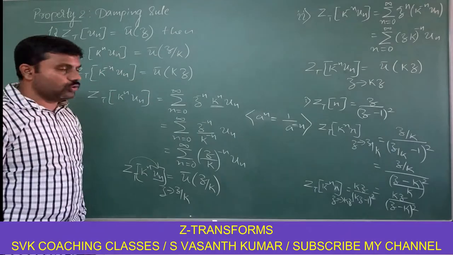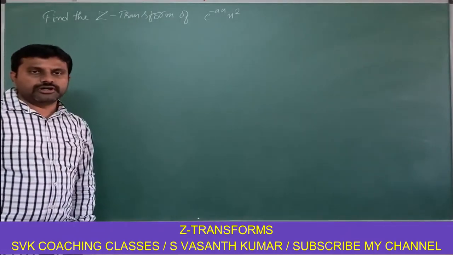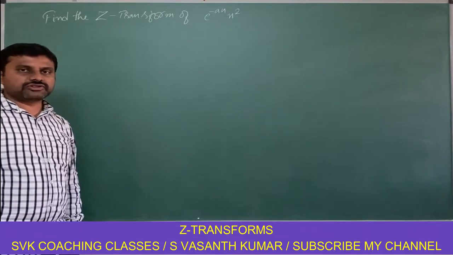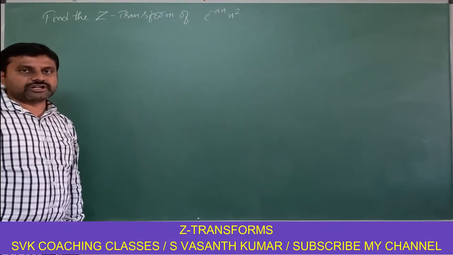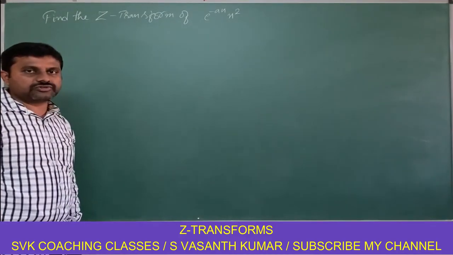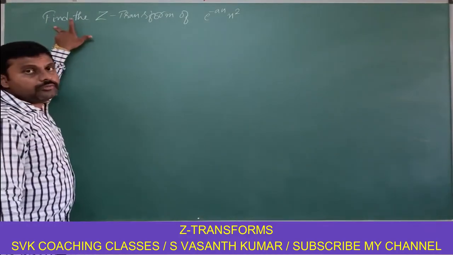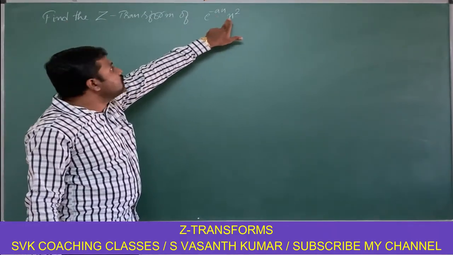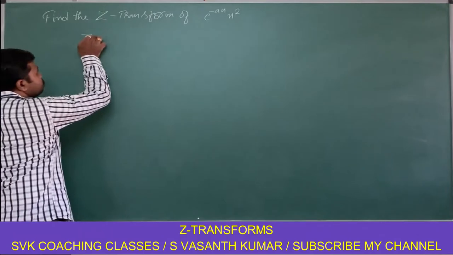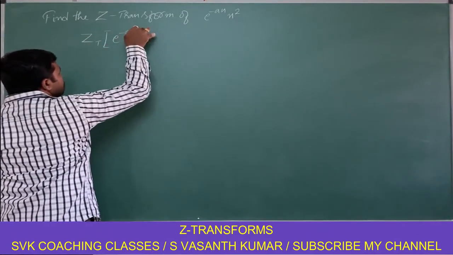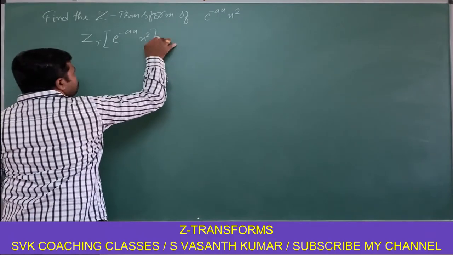After coming to know the definition of Z transforms, properties of Z transforms, and the list of standard Z transforms, now we are going on to solving problems on Z transforms. So consider the problem: find the Z transform of e power minus an into n square. What are we required to find? I want to know this value.